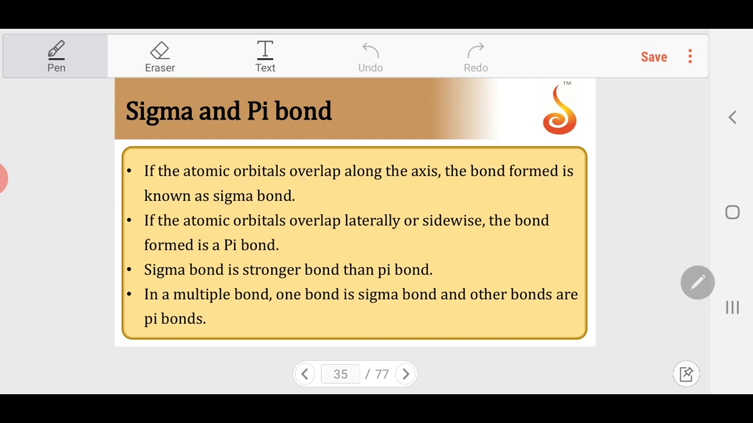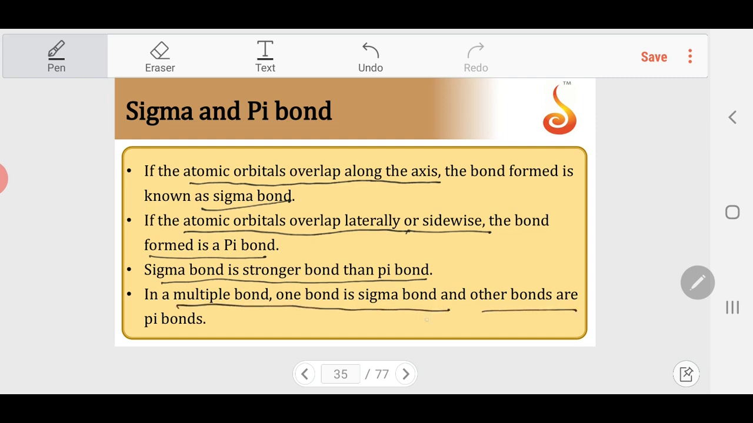Sigma bond is formed when atomic orbitals overlap along the axis. So axial overlapping or direct overlapping will always form a sigma bond. If the atomic orbitals overlap laterally or sidewise, the bond formed will be a pi bond. Since in lateral overlapping the extent of overlapping is not very high, the pi bond is always weaker than the sigma bond. In a multiple bond, only one sigma bond exists, and the other bonds have to be pi bonds. So in a double bond, there is one sigma and one pi. In a triple bond, there is one sigma and two pi bonds.